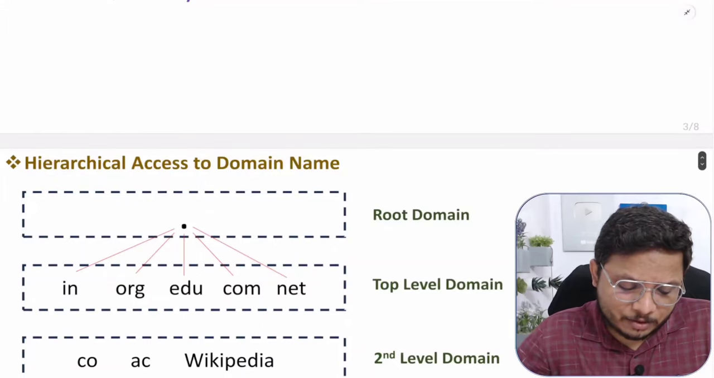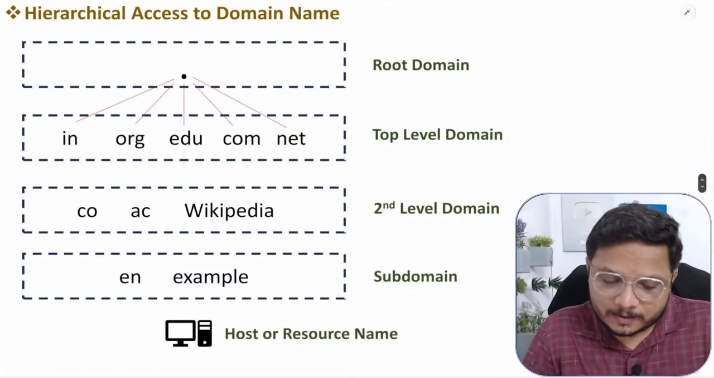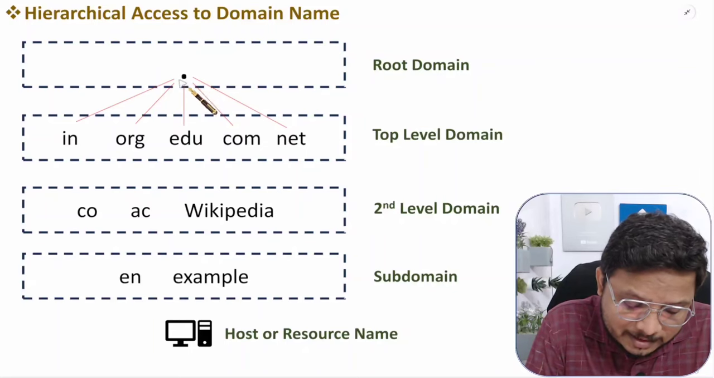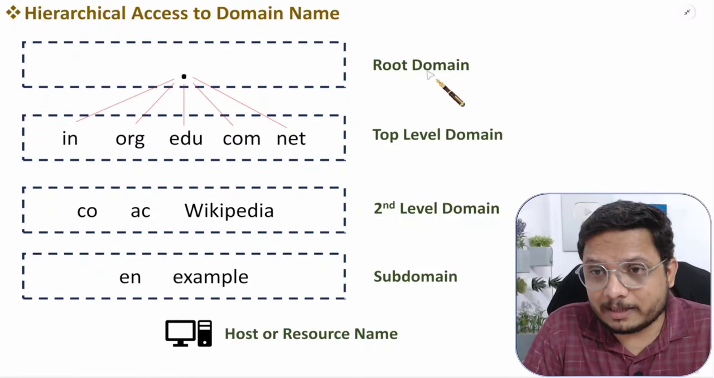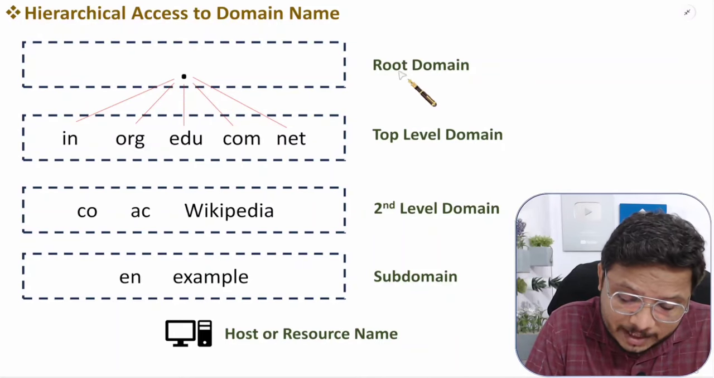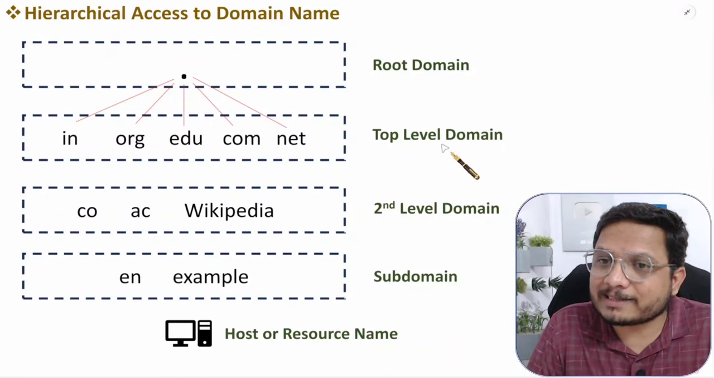Now let me explain how hierarchical access works with domains. The first thing you need to understand is this dot. This dot explains the root domain. Then the top level domain will be there at the second level.